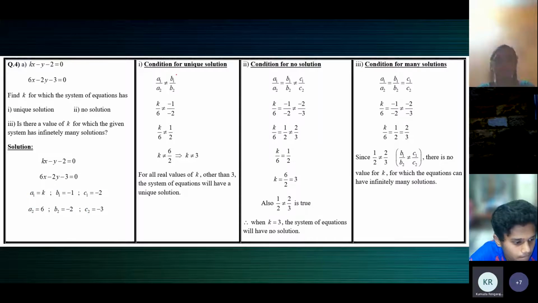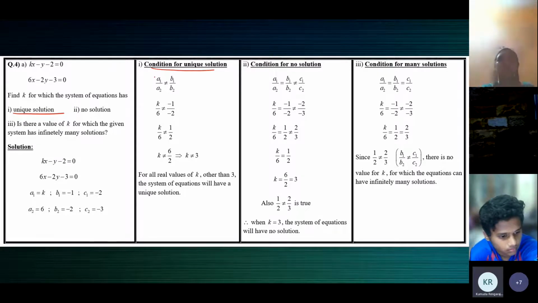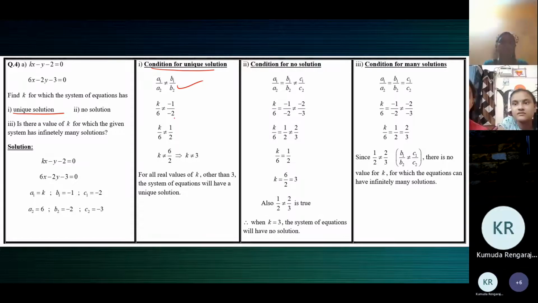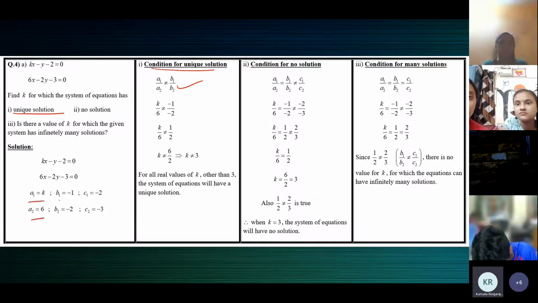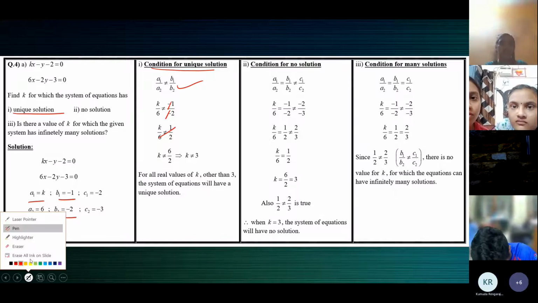Next, the first subdivision is to find k for unique solution. The condition for unique solution is A1 by A2 not equal to B1 by B2. Substitute the values. K by 6 not equal to minus 1 by minus 2. Minus gets cancelled, so you have k by 6 is not equal to 1 by 2. On cross multiplying, k is not equal to 6 by 2, or k is not equal to 3.